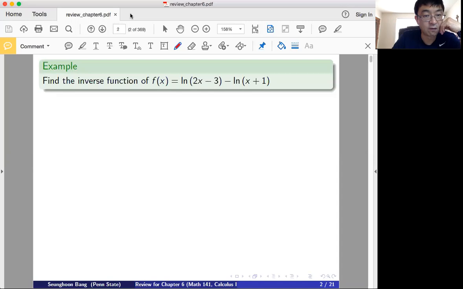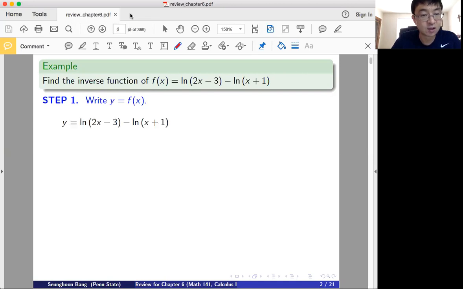Find the inverse function of f of x equals ln of 2x minus 3 minus ln of x plus 1. How can you find the inverse function? We can follow this one. Step 1. Write y equals f of x. So we have y equals ln of 2x minus 3 minus ln of x plus 1, because f of x is exactly the same as ln of 2x minus 3 minus ln of x plus 1.